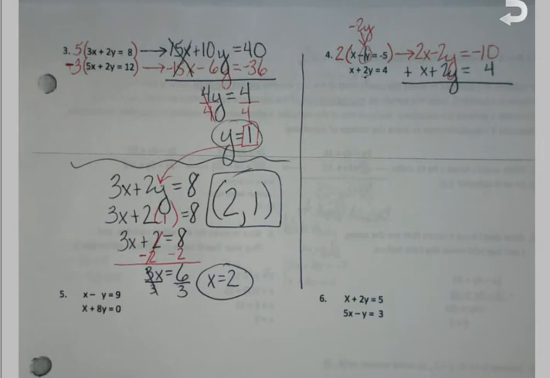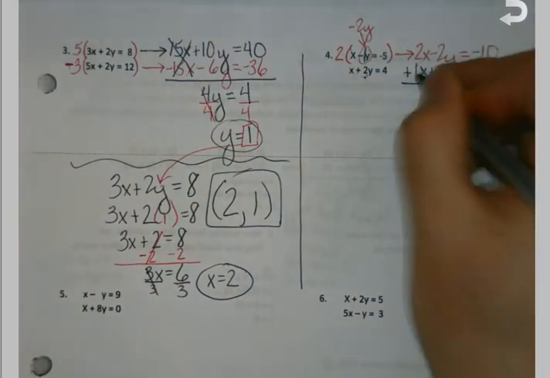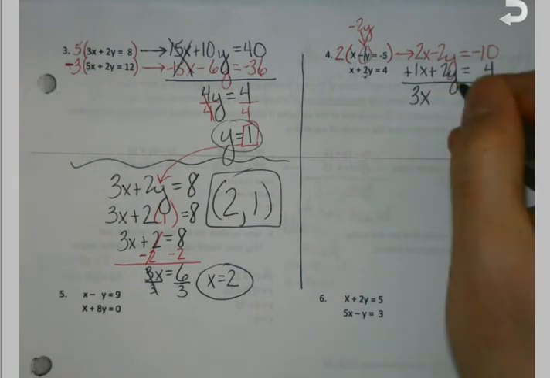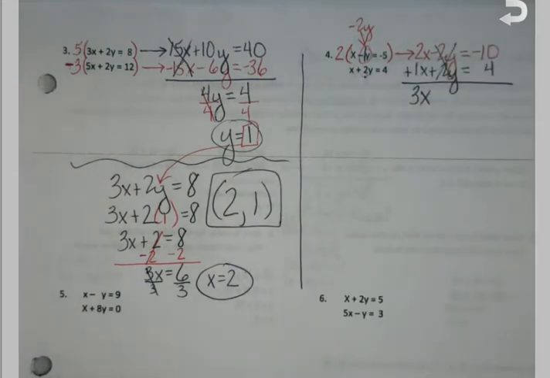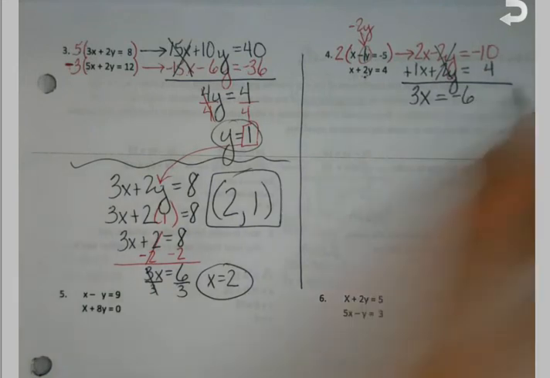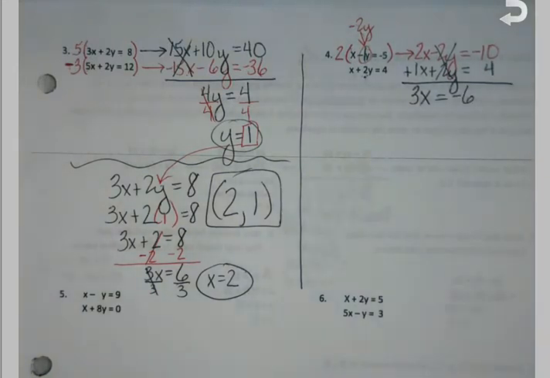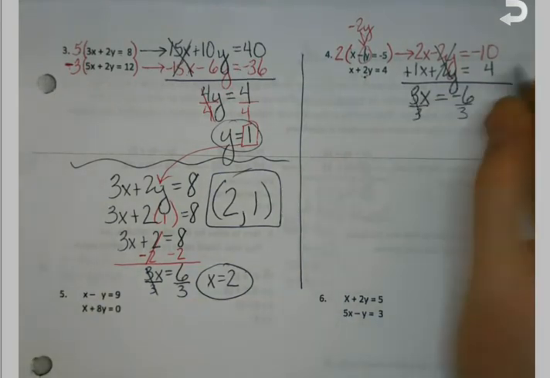And finally, we get one where it's not going to be x that gets eliminated. 2x plus 1x is 3x. Negative 2 and positive 2 cancel. Negative 10 plus 4 is negative 6. And then I just do my one step to get x alone. Be careful with your signs.